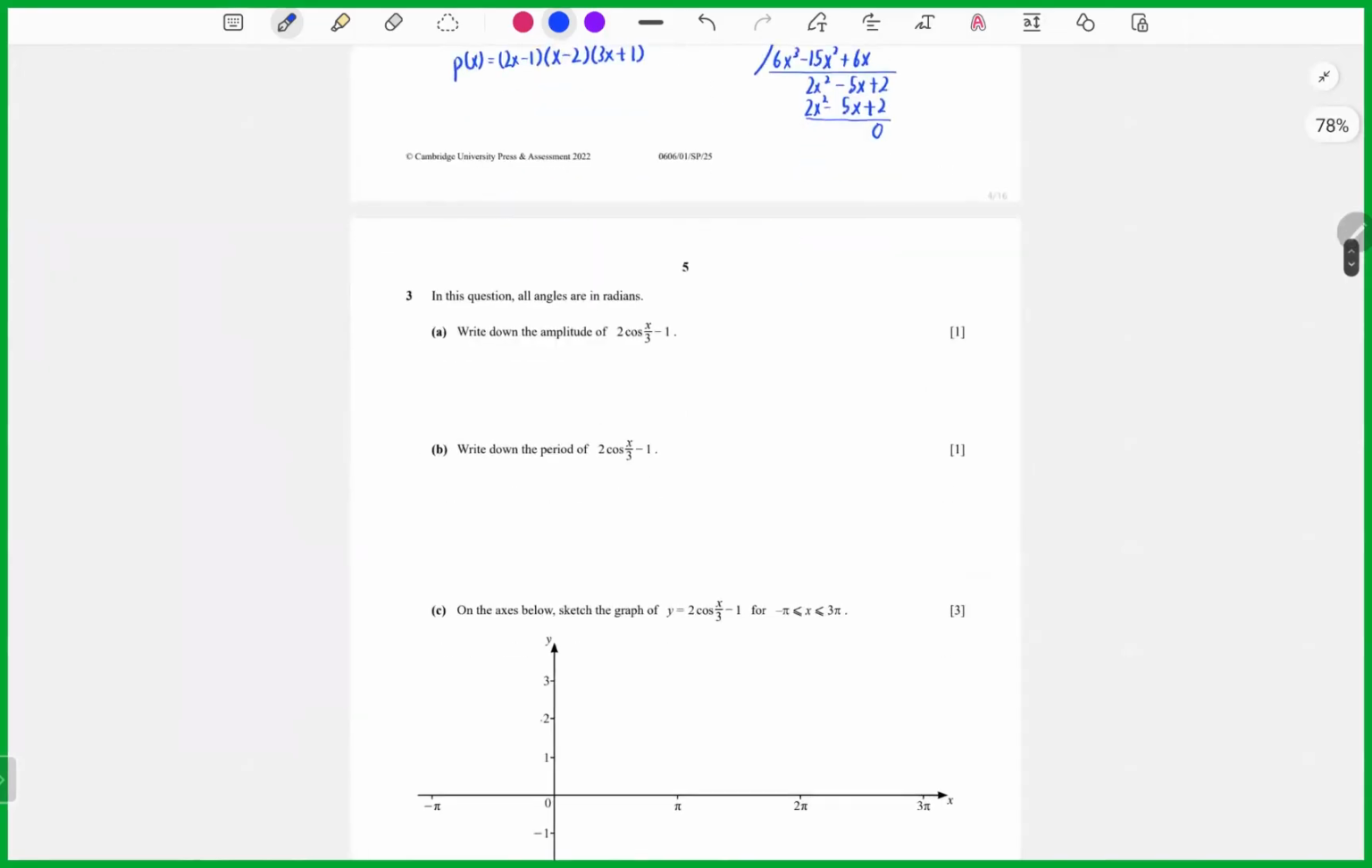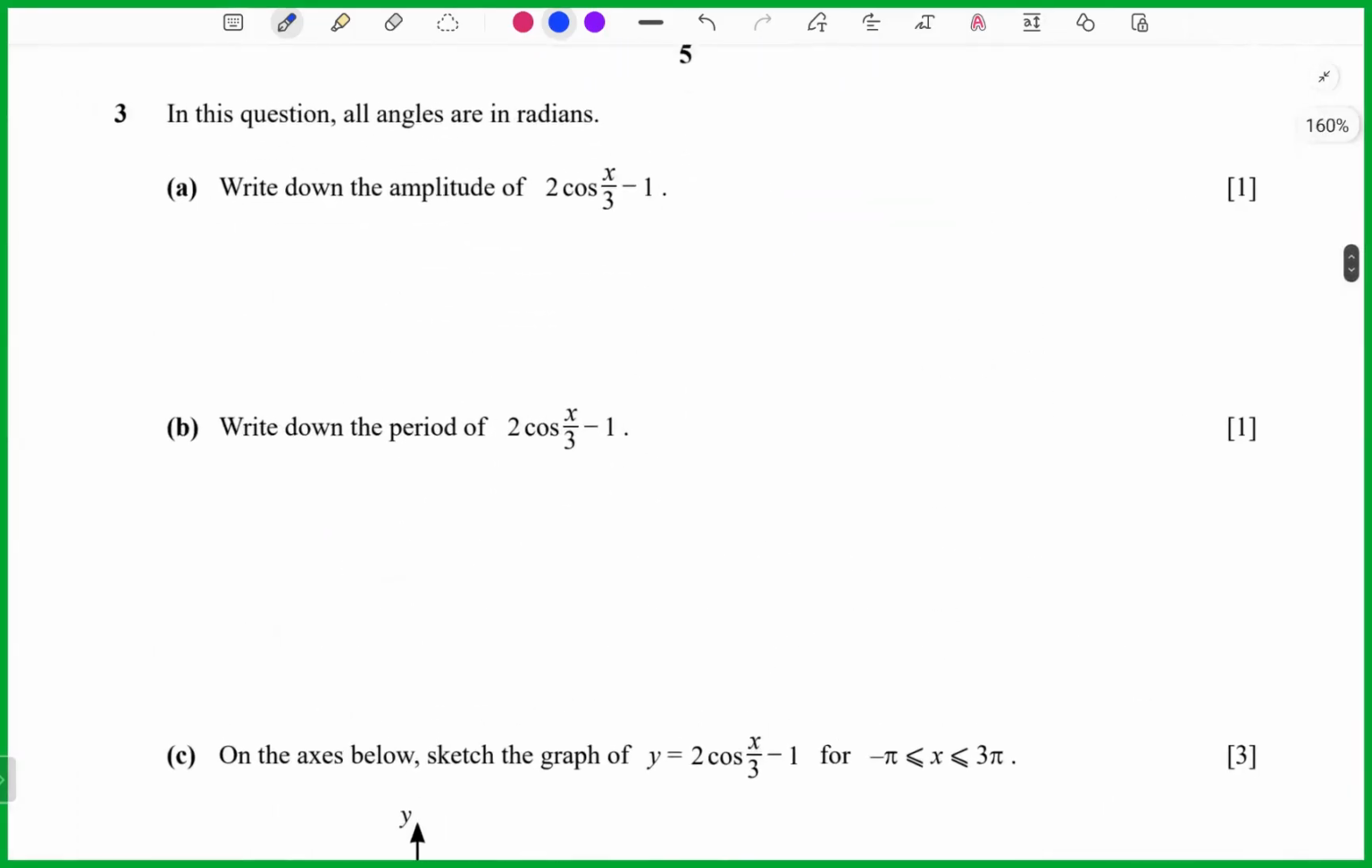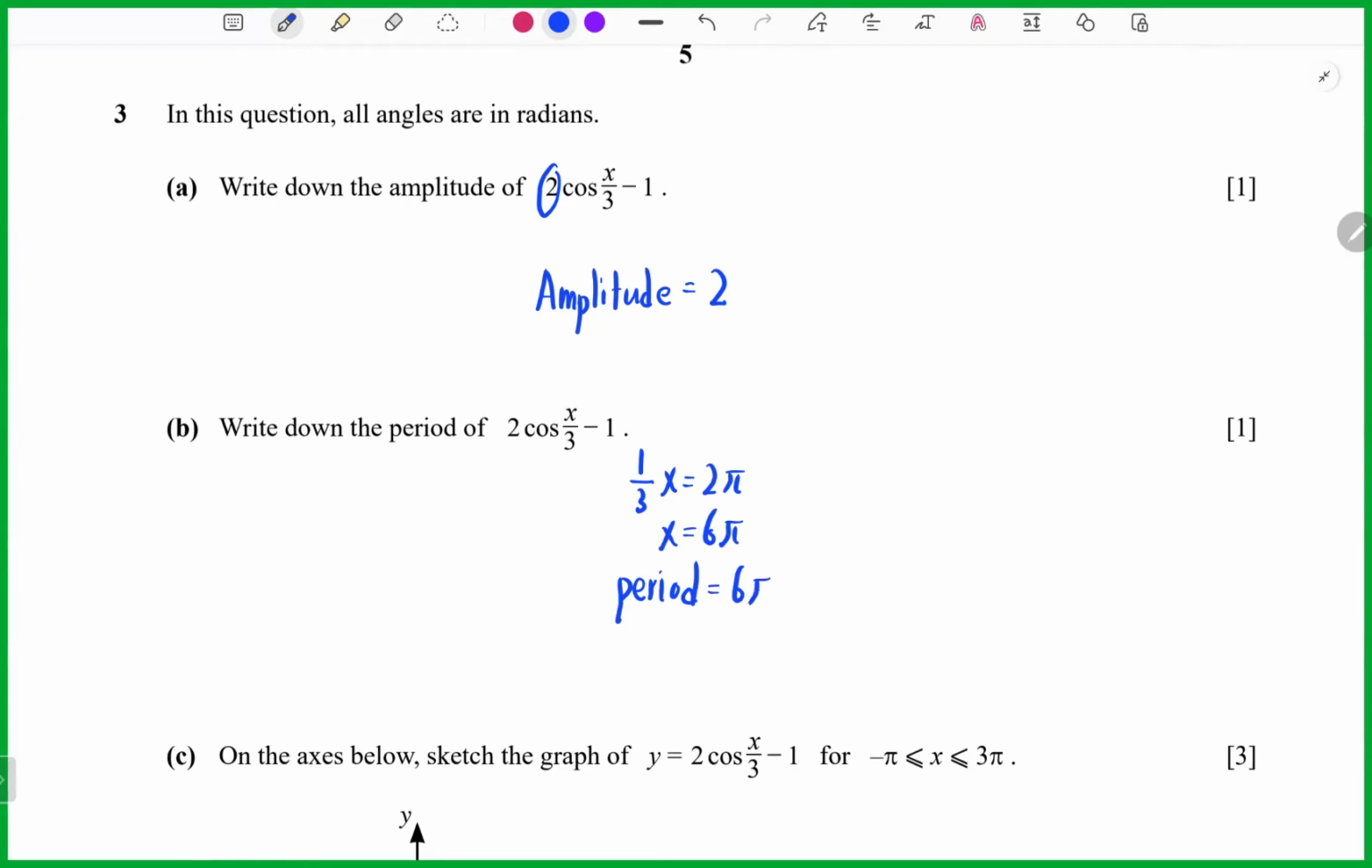Okay, let's see the question. In this question, all the angles are in radians. Write out the amplitude of 2 cos(1/3 x) minus 1. So you see, there is 2, right? So your amplitude equals 2. And then you see the period. As we know, 1 over 3 x equals 2 pi, so x will get 6 pi. So your one period is 6 pi.